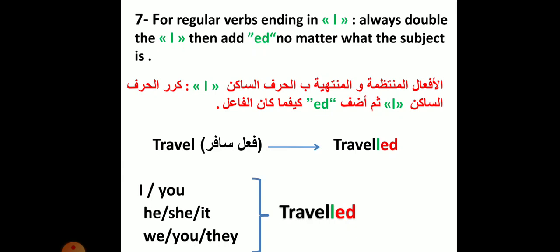For example, travel, verb to travel. Okay, the verb here ends in L, so it becomes travelled. We double L and we add ed, no matter what the subject is. It could be I, you, he, she, it, we, you, or they.